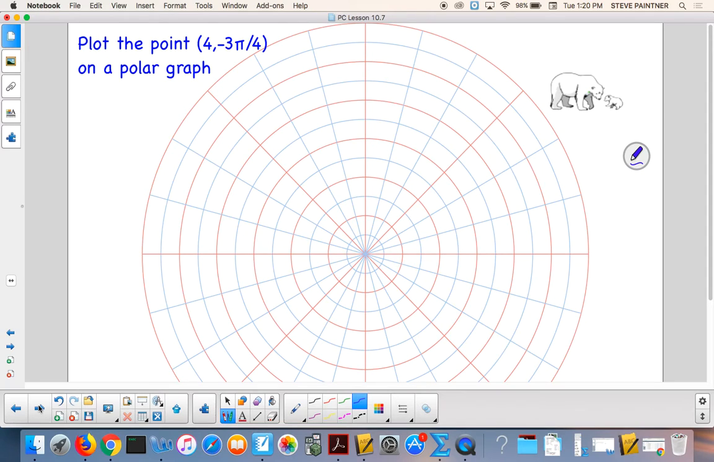So, how would you plot the point 4, negative 3π/4? Go over 4. So 1, 2, 3, 4. Then you're going to go down instead of going up. Yeah, we're going negative degrees in this one, so we go down. Continue past that. About right here. Yep. Is that it? Yes.